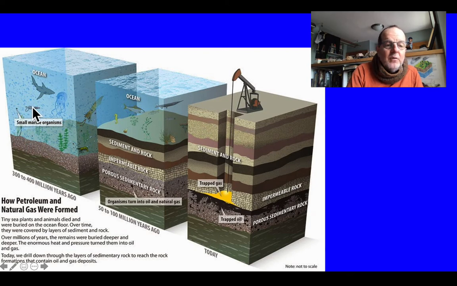And this just gives you a little history of how oil would be formed. You have organic material that rains down, snows down onto the bottom of the ocean 300 to 400 million years ago. Over time, it's buried underneath impermeable rock and other sediments. The organisms are turned into the oil and natural gas and are trapped in the rock that forms. This then forms rock. And eventually you could drill down and recover that oil.